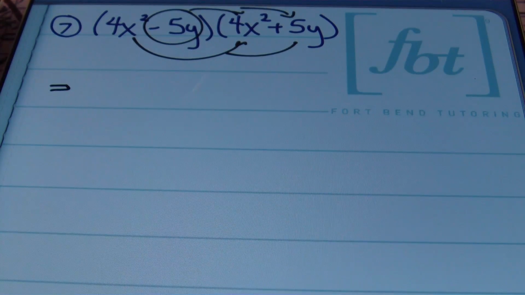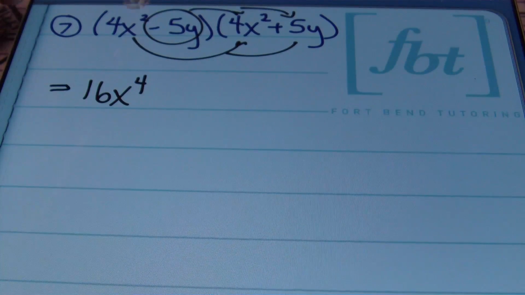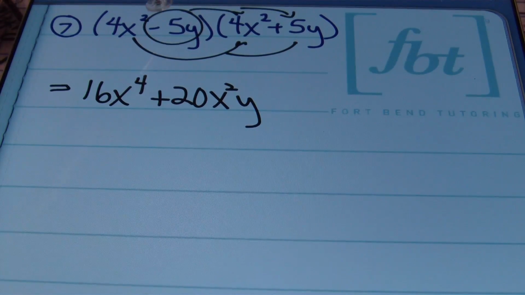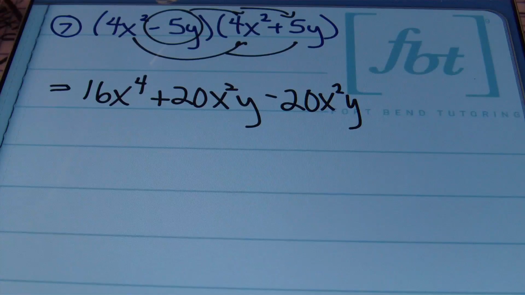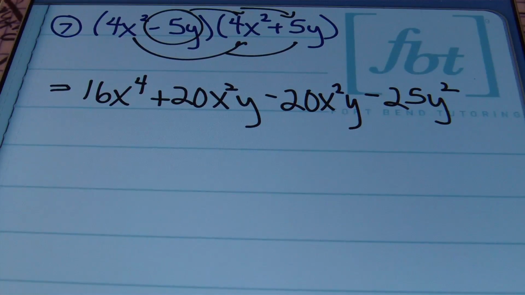So multiplying 4x squared times 4x squared gives me 16x to the 4th power. Remember, multiplying like bases, you add the exponents. So that x squared times that x squared gave me the x to the 4th power here. Then multiplying 4x squared times 5y, that gives me positive 20x squared y, just like that. Then I'll be multiplying negative 5y times 4x squared. That gives me negative 20x squared y. All right. And then finally, I'll be multiplying negative 5y times positive 5y. So a negative times a positive is a negative 25y squared. Done and done. From there, we just finished distributing.